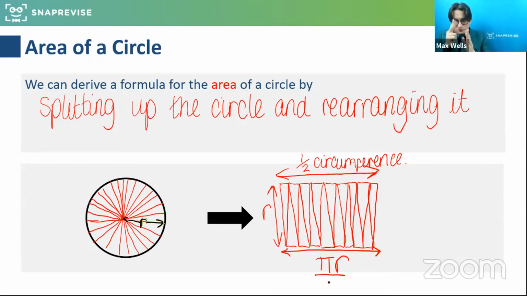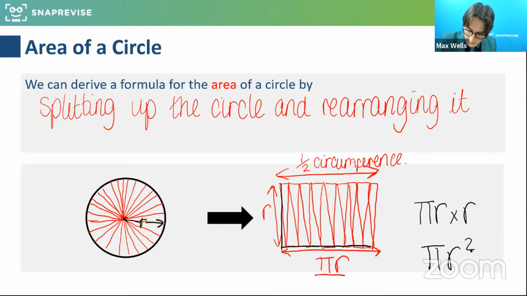So I could cut these into lots of little strips, rearrange them next to each other like that, and it would be half the length of the whole circumference because I've doubled up. And the other edge would be just the radius from the center to the edge. So I'd make this sort of rectangle looking thing that is basically the radius times pi times the radius. They're the dimensions of the new shape. So it would be this by this. And if I times that together, I get pi r times r, I get pi r squared. And that is the formula for the area of the circle.